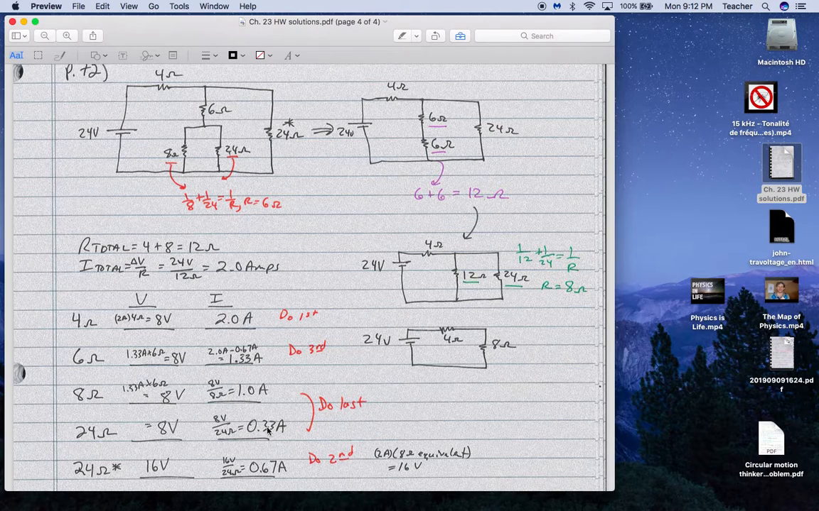The other way you could figure that out is if you have 2 amps total, and you've already figured out you have 0.67 amps through the outer 24 ohm resistor, you have 1.33 amps left. Multiply that by the 6 ohms, you get 8 volts.